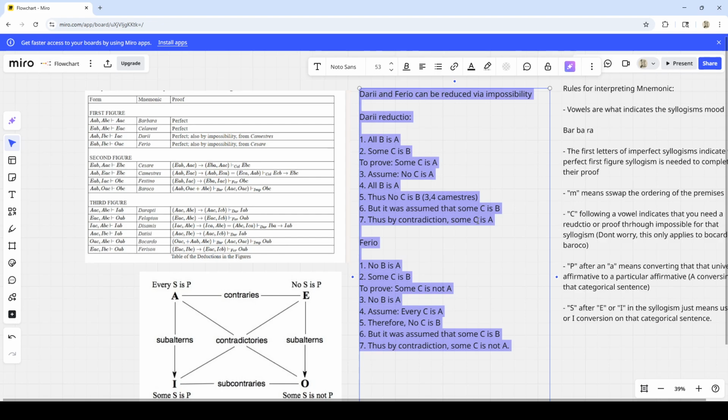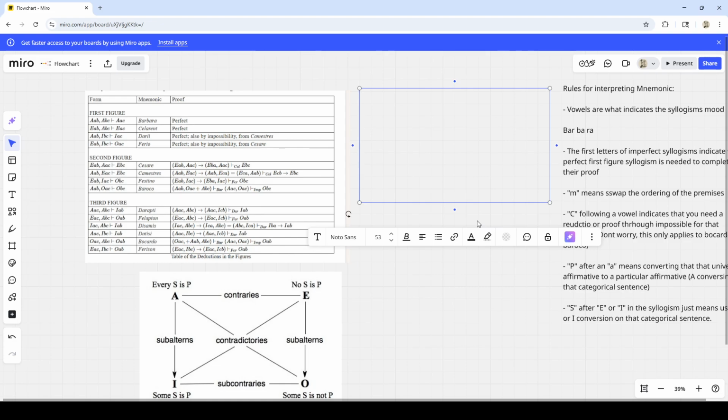They're interesting in the sense that you have to prove them via reductio ad absurdum, but let's do one more proof. I just want to do one more proof. Let's prove Felapton by direct deduction.